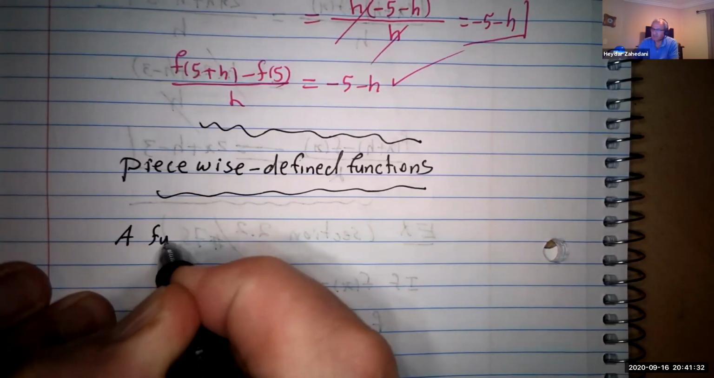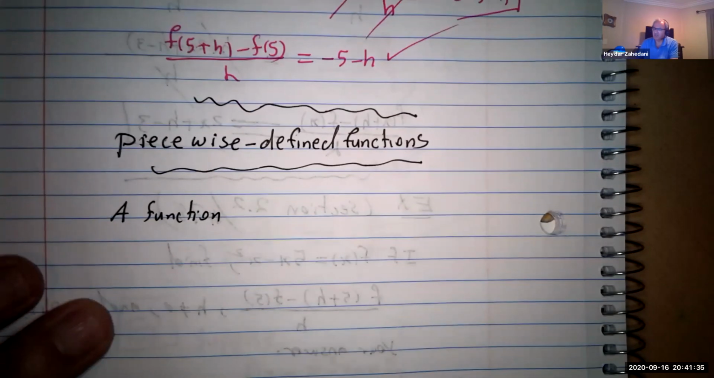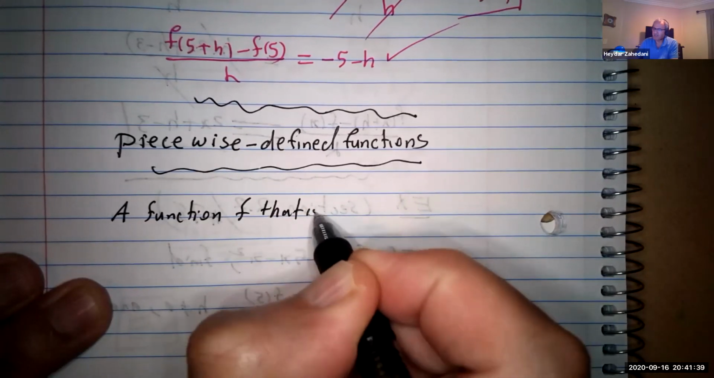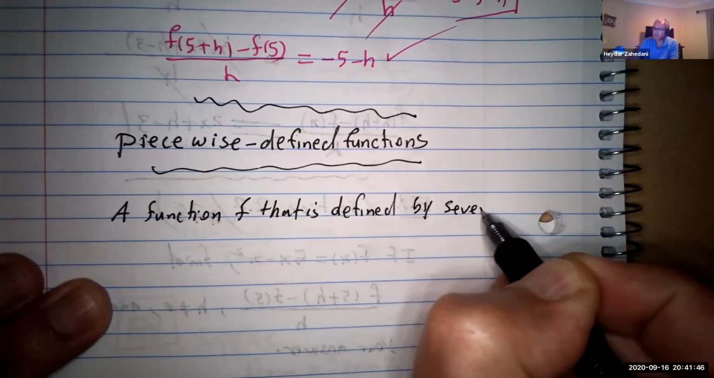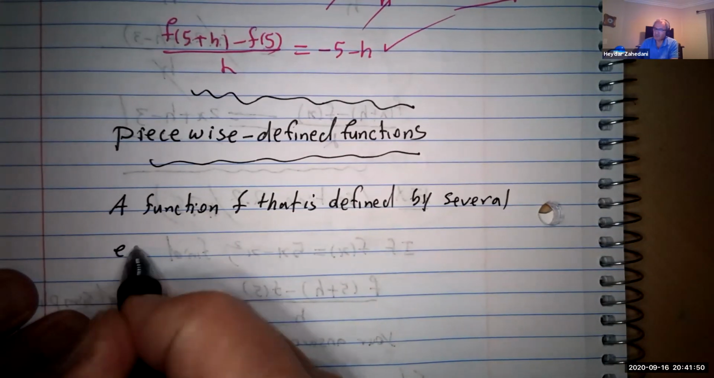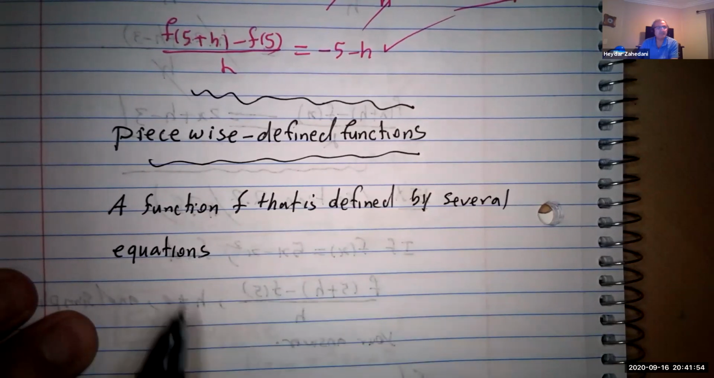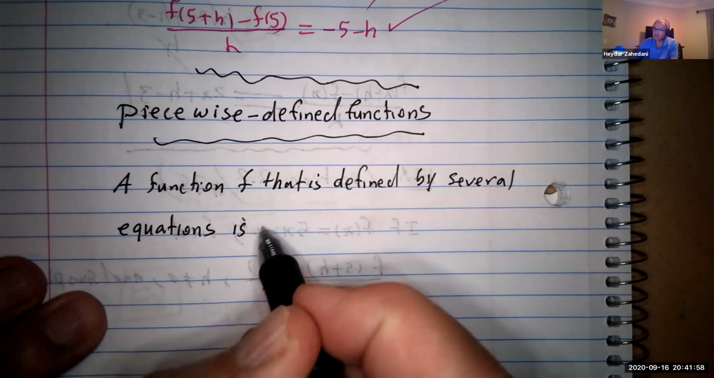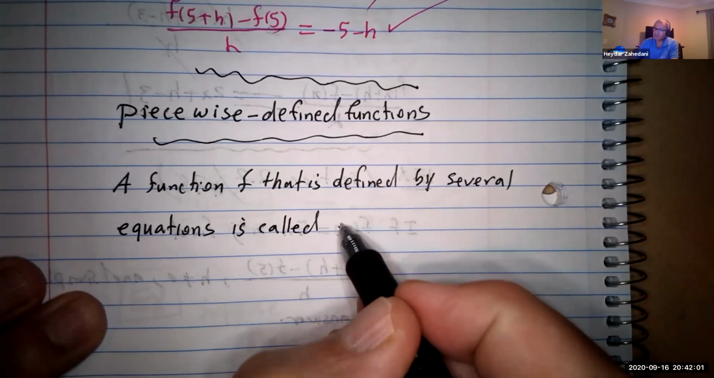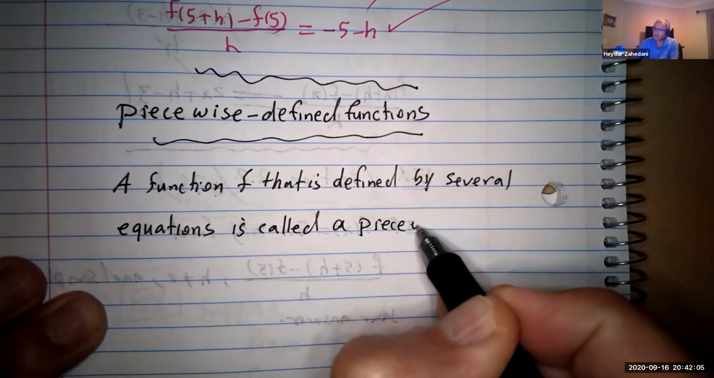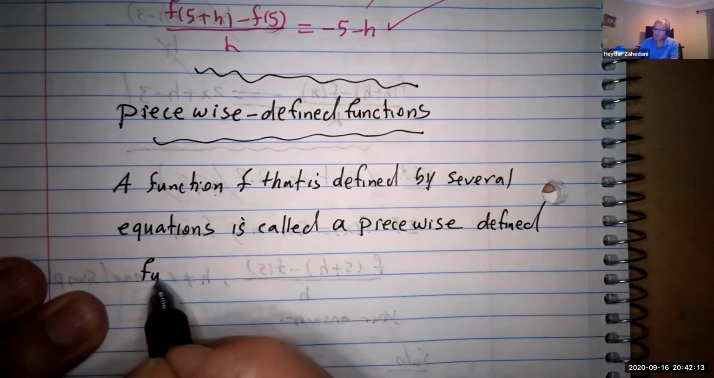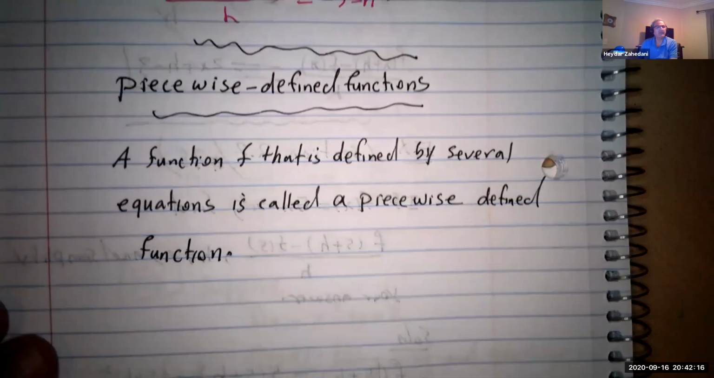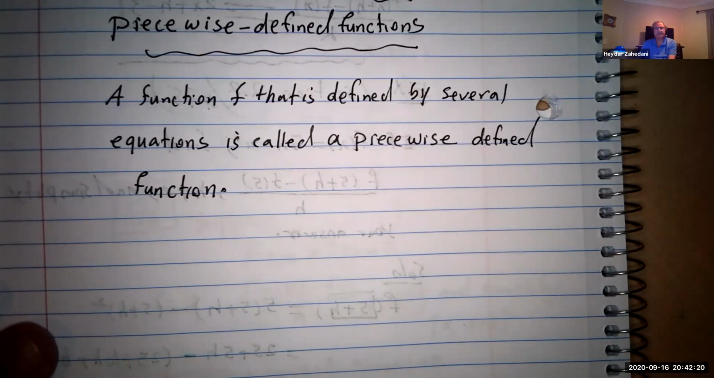Okay, so this is going to be the idea. A function f that is defined by several equations is going to be called a piecewise defined function. We cannot do it with one equation. We need several equations. Okay, let me give you an example.